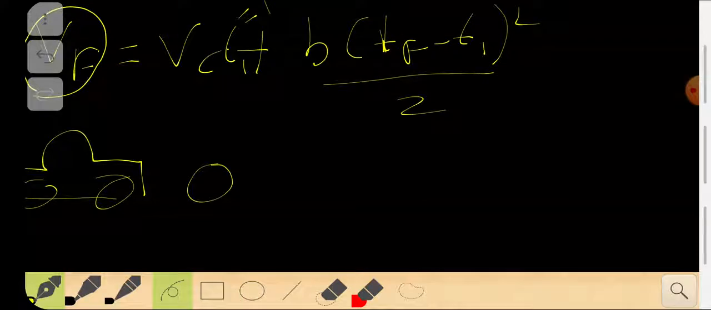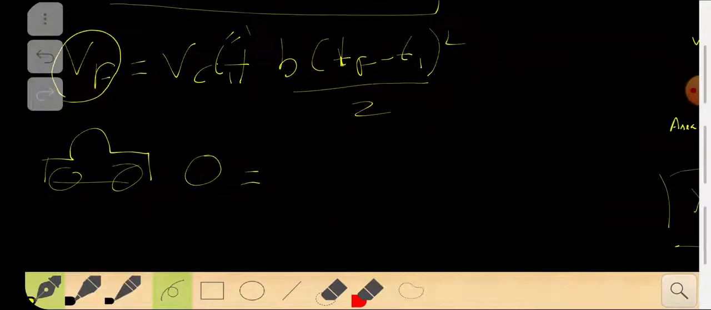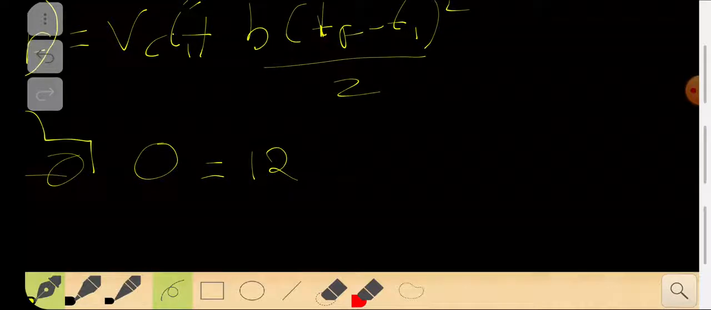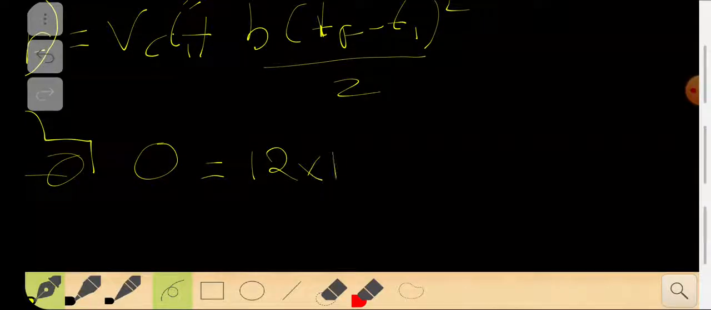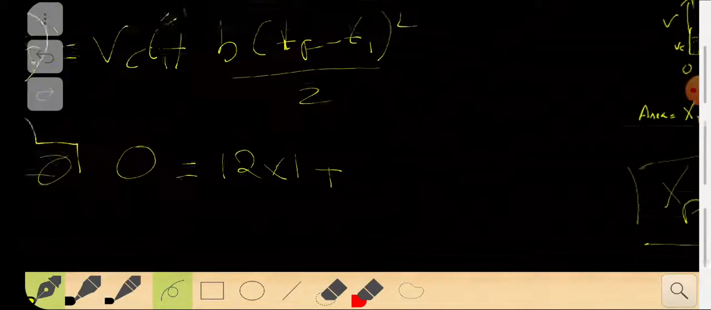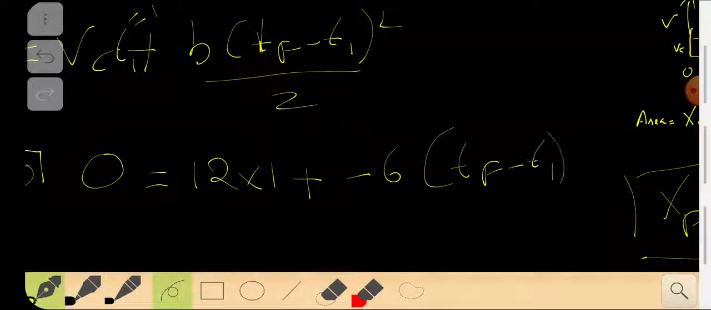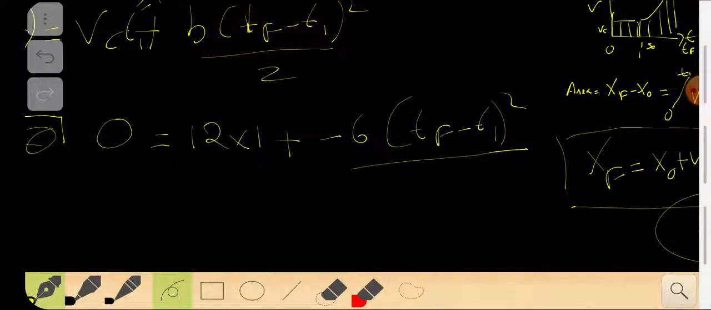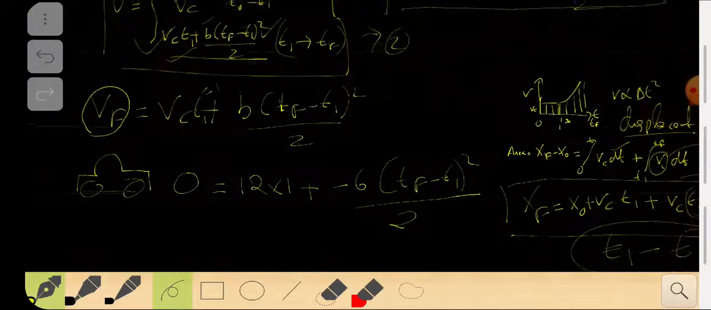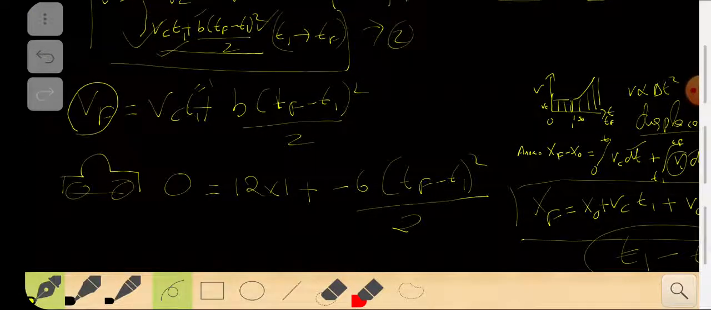So you can equate that, it will be 0 equals vc, which is 12, it's given, times 1, plus b, which is minus 6, times tf minus t1, which we don't know, the whole square, divided by 2. So b square by 2, so that's the answer.